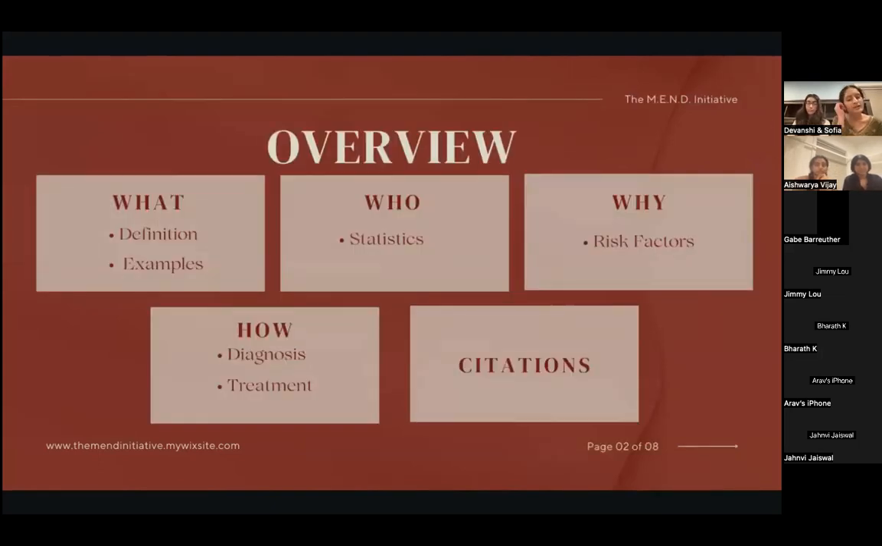To give a brief overview of what we're going to be covering throughout this presentation, we will be going over the definition and examples of some non-communicable diseases, known as NCDs, the statistics and risk factors that lead up to NCDs, how to diagnose these factors and how to treat them, and then we'll end with time for questions.